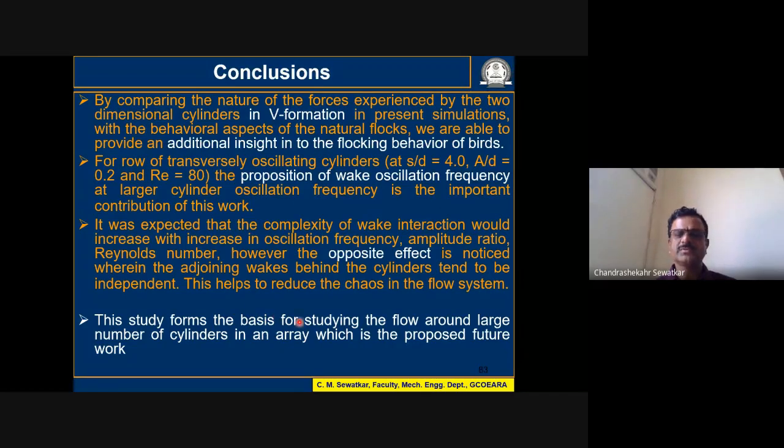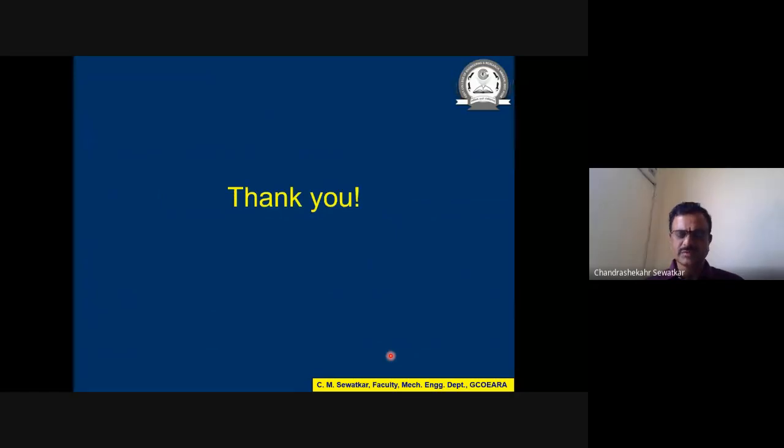The study forms the basis for studying the flow around a large number of cylinders in an array, which is proposed in the future. We have worked with an array of cylinders also, but that has not been shared here. So thank you very much.